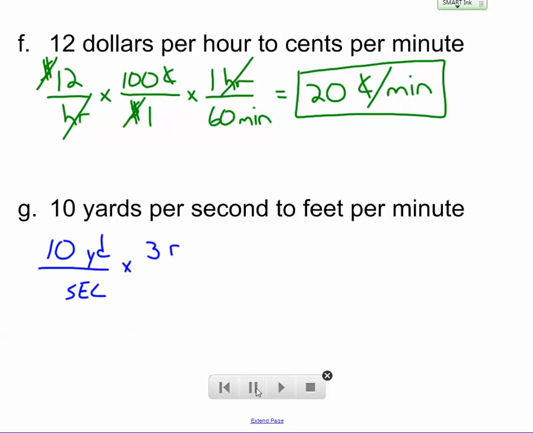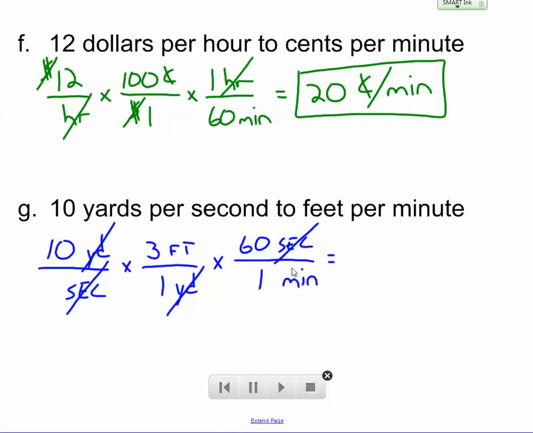So first of all, I know that there are 3 feet in every yard. And that'll get rid of yards. So right now, if we stopped and just did 10 times 3, we'd have 30 feet per second. But we don't want feet per second, we want feet per minute. So I'm going to multiply by the fact that there's 60 seconds in every 1 minute. And again, you can see how my units cancel out. So I'll do 10 times 3 times 60, and I'll have feet per minute. 1,800 feet per minute is equivalent to 10 yards per second.